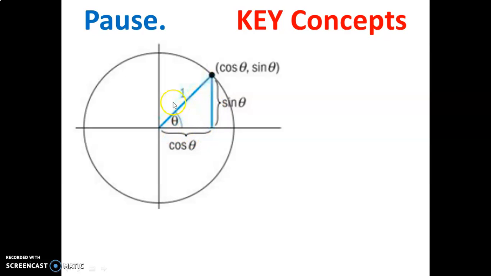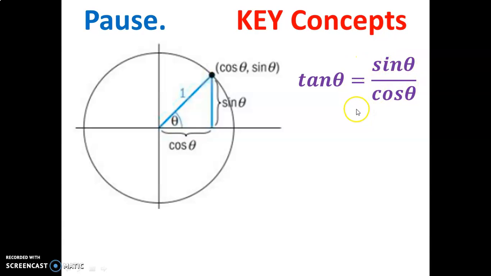What about tangent? Try to find tangent in this circle here. What would you get? Well, tangent of that angle is opposite over adjacent. So tangent of theta would be opposite side over adjacent side. And our opposite side is sine theta, that's our length of y. And our adjacent side is cosine theta, that's our length of x. So tangent can be written like this.